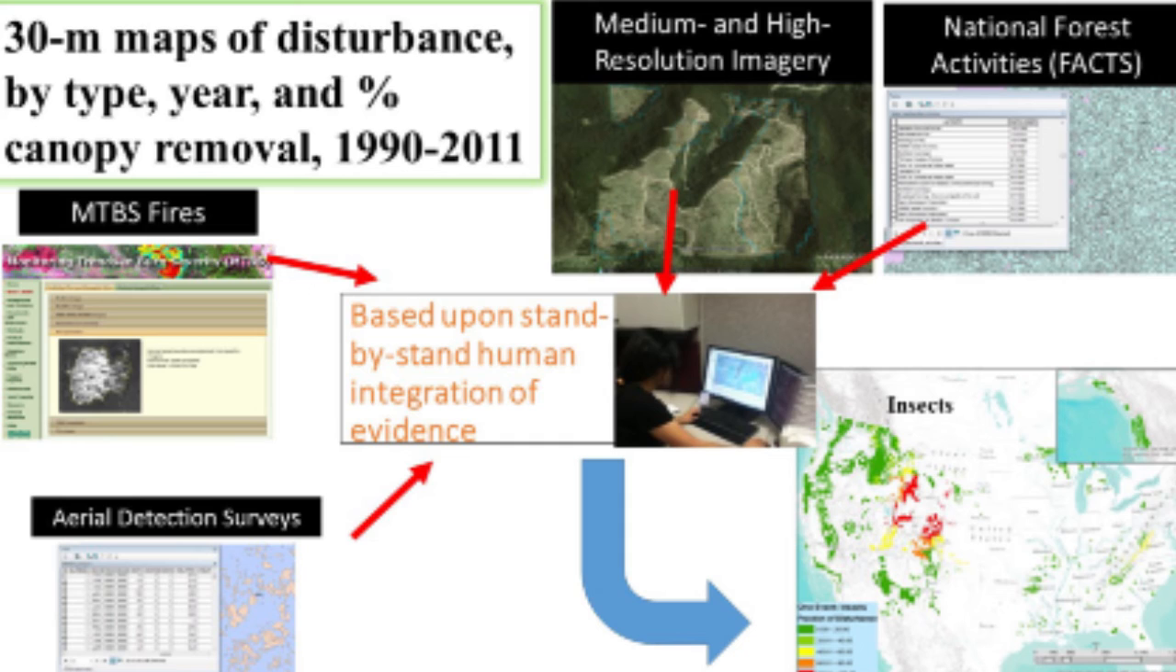Also looking at medium and high resolution imagery, and NFS's own activities database, FACTS, as well as a time series of Landsat imagery that I didn't put up here. So basically, we had a technician manually editing change polygons across your national forest from 90 to 2011 at a 30-meter scale. It's not perfect. I'm sure there are errors in it, but it is very close to the best you're ever going to see for anywhere, actually.